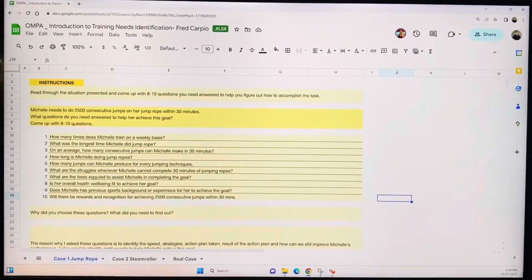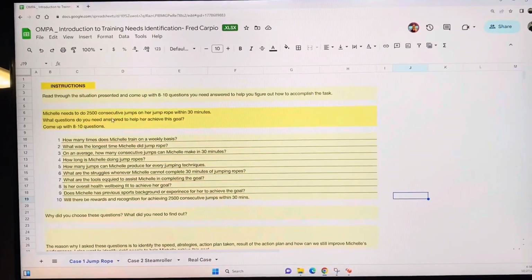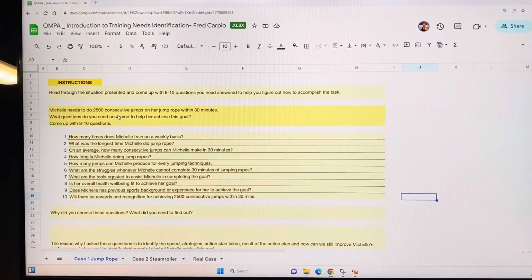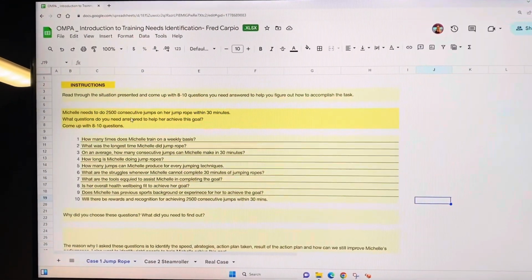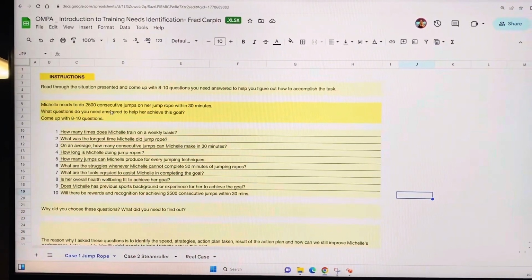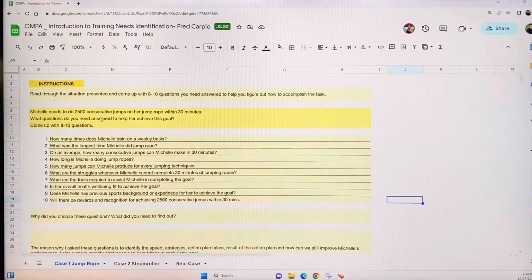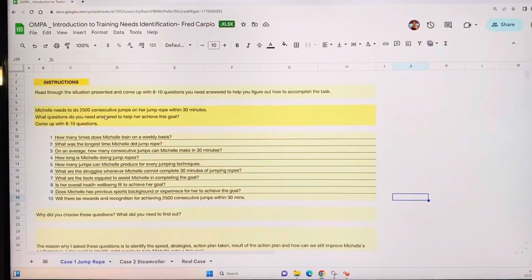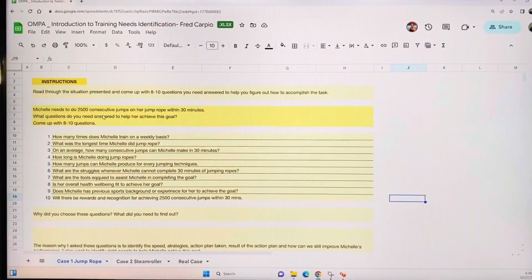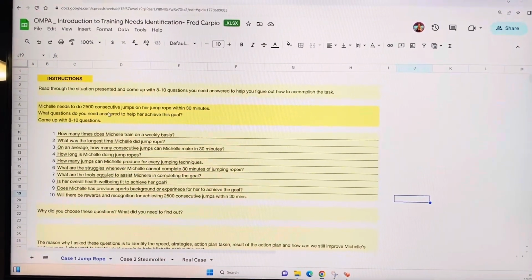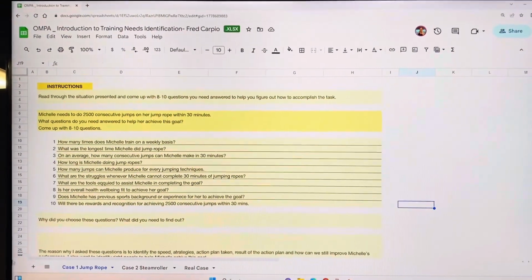So I'm gonna start with my case number 1, which is the jump rope. The instruction is to read through the situation presented and come up with 8 to 10 questions you need to answer to help you figure out how to accomplish the task. The task is Michelle needs to do 2,500 consecutive jumps on her jump rope within 30 minutes. So what questions do you need answered to help her achieve this goal? Come up with 8 to 10 questions. These are the questions I have prepared for this first case.